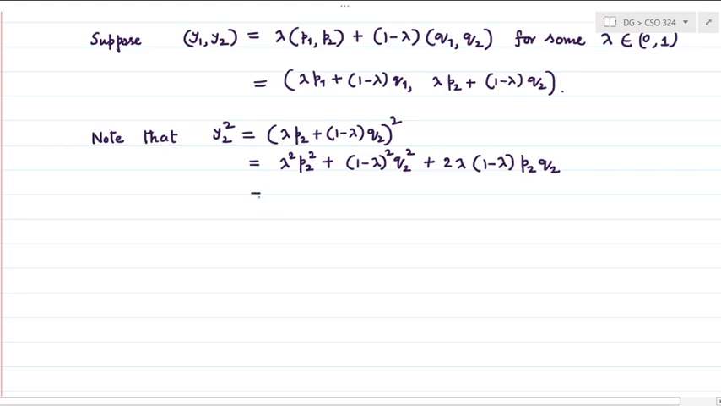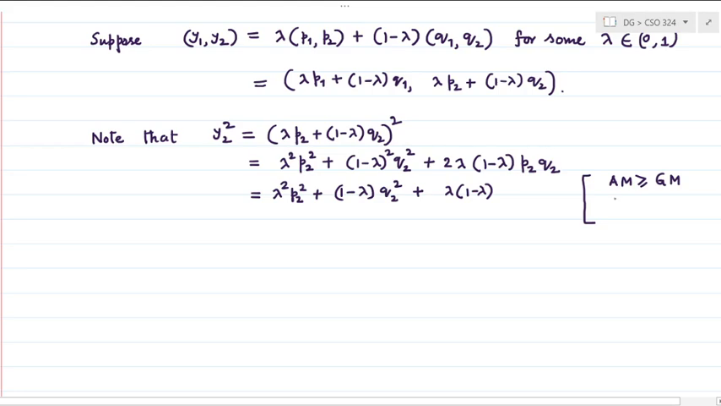And then you notice the following. This is equal to lambda square p2 square plus 1 minus lambda q2 square plus we will write 2 p2 q2. In this expression, you notice that by the arithmetic mean and geometric mean inequality, AM is greater than or equal to GM always. I apply this AM-GM inequality for the elements p2 and q2.